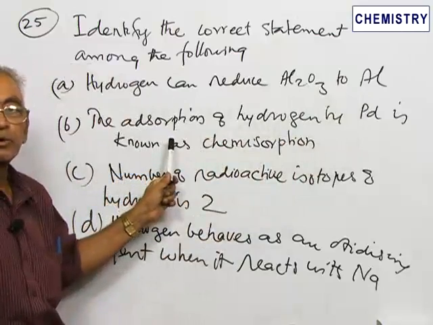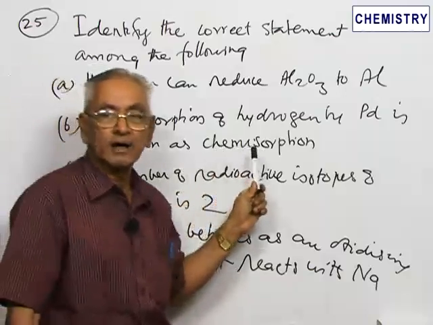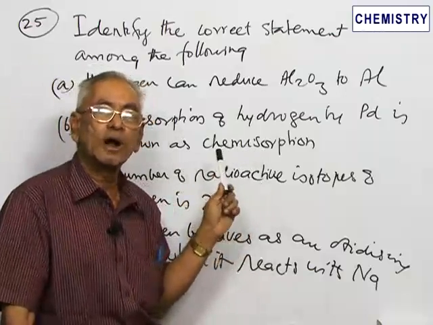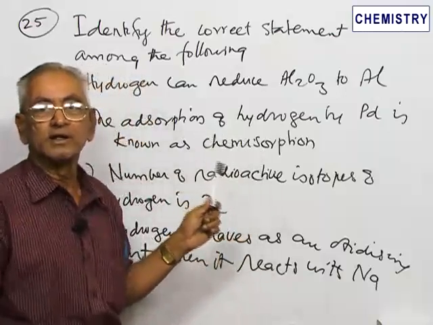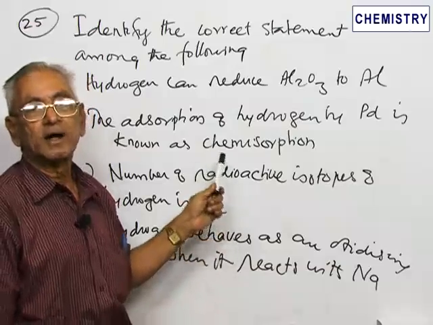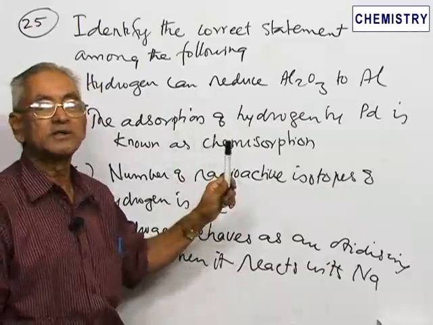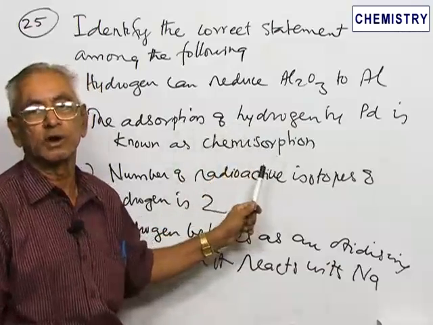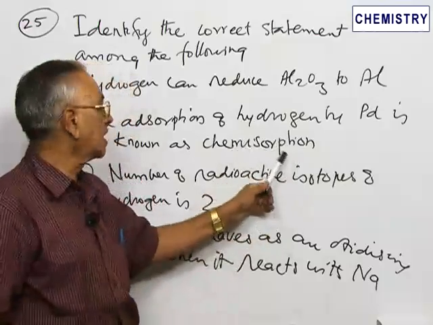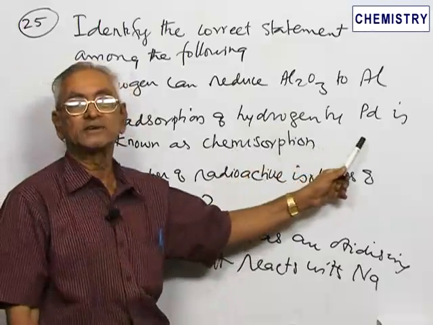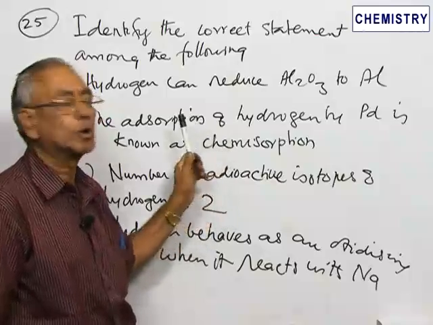Now let us come to statement 2. Adsorption of hydrogen by palladium is known as chemisorption is the given statement. That is also not correct, because it is known as occlusion. Occlusion is a specific term used for this; hydrogen is adsorbed on the surface of the palladium, but that is not a chemisorption property, it is occlusion. As we know, a large amount of hydrogen is adsorbed on the surface of transition metals like palladium. Therefore, the second statement, chemisorption, is also not correct.